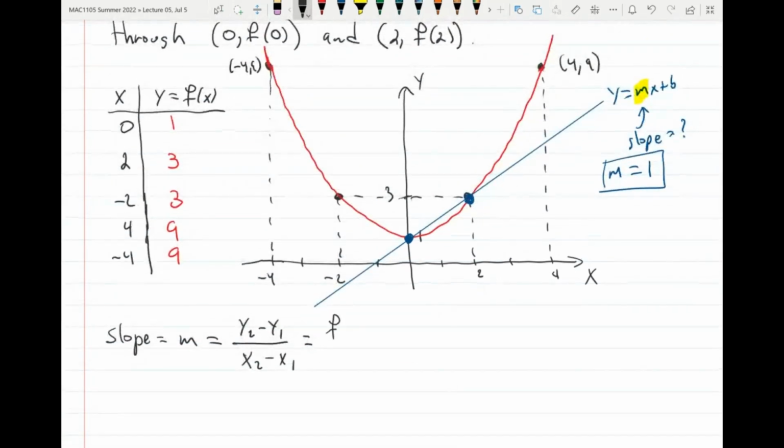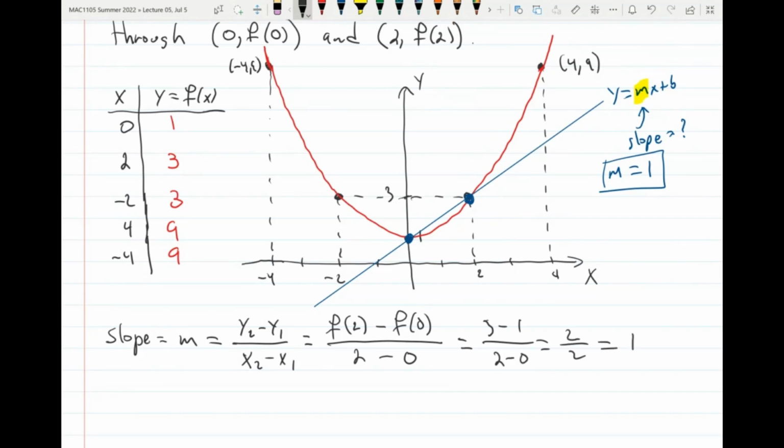In this particular case, what is y2? y2 is f of 2. And y1 is f of 0, over 2 minus 0. Then you can plug in: that would be 3 minus 1 over 2 minus 0. So that's 2 over 2, which is positive 1. So this is the slope of the line.